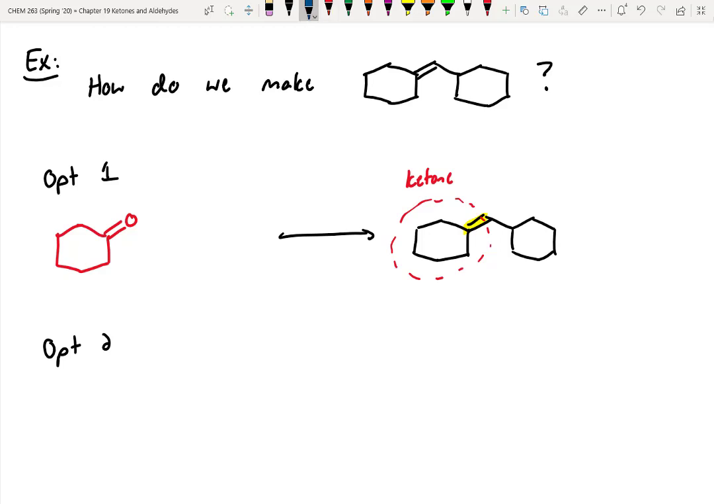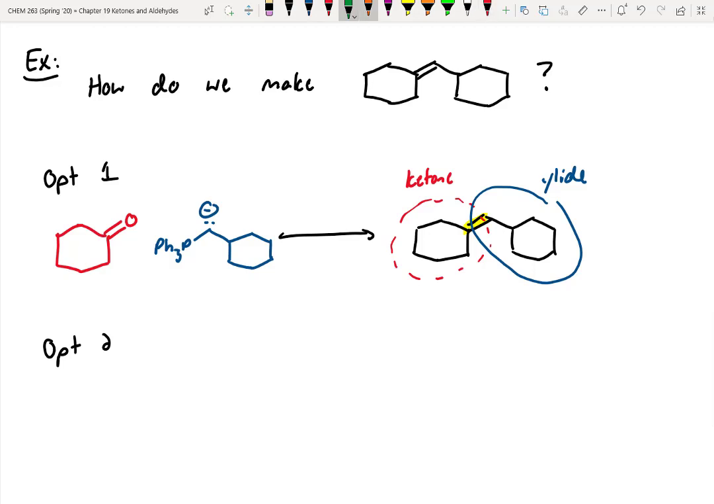Okay, that means that this other half might have been my ylide. Okay, and if that's the case, it makes sense that we would have an ylide that looks something like this, where the carbon with the negative charge is this top carbon in the ring system. So we could imagine showing that attack. All right, so I would say this is a pretty reasonable approach.